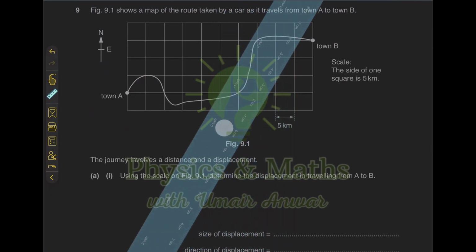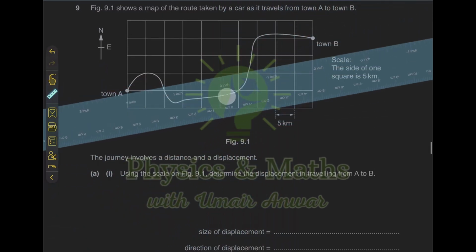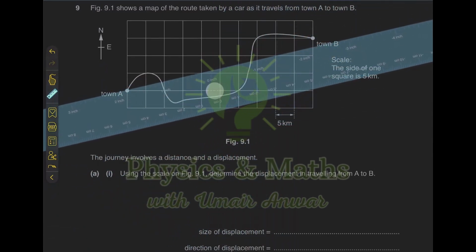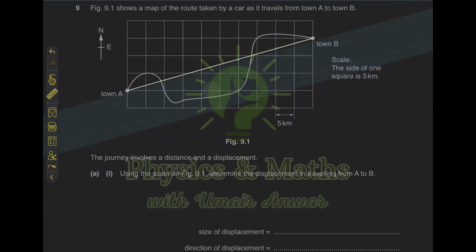Firstly, I'm going to connect town A and town B with a straight line to show the shortest distance between the two towns. So this is the shortest distance between the two towns, town A and town B. I have connected town A, town B with a straight line to show the displacement between the two towns. Now, in order to calculate this distance, I can see that there is a horizontal component of the displacement and there is a vertical component of this displacement. And when I join these two, I get a right angle triangle here.